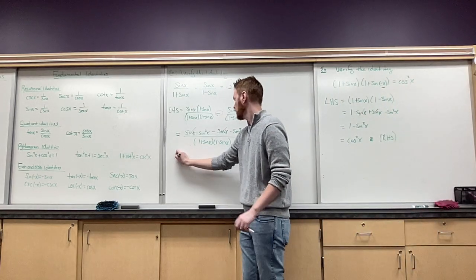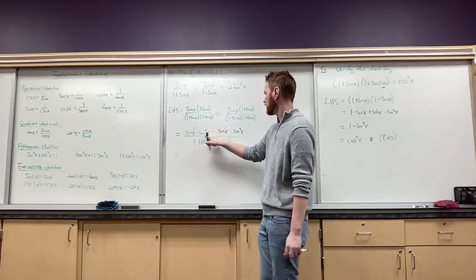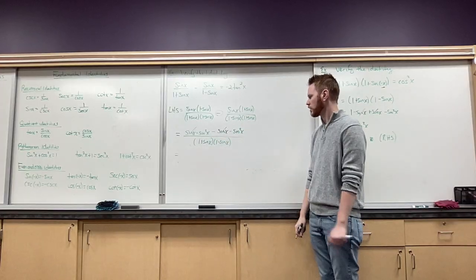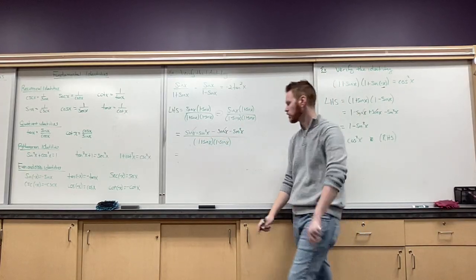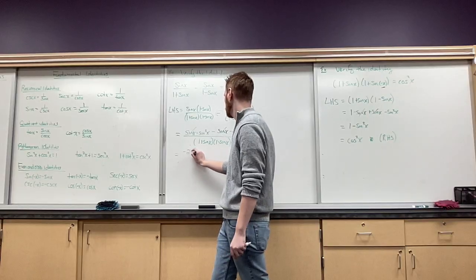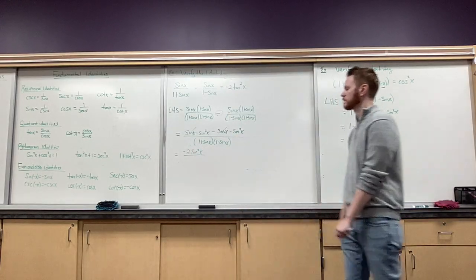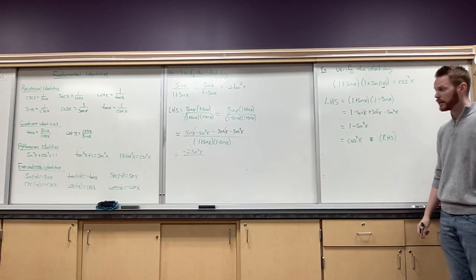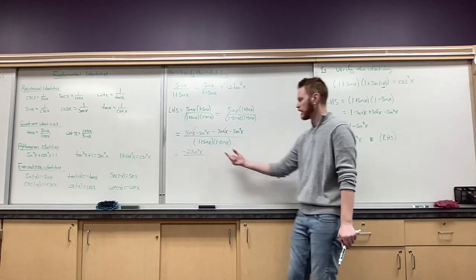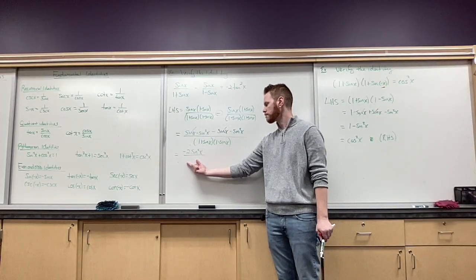Let's take a look. So in the numerator, I have a negative sine squared of x and a negative sine squared of x. So there's two of them, right? So I'm going to put minus 2 sine squared of x. Now, the denominator, I'm going to go ahead and multiply this out and put it underneath here, okay?